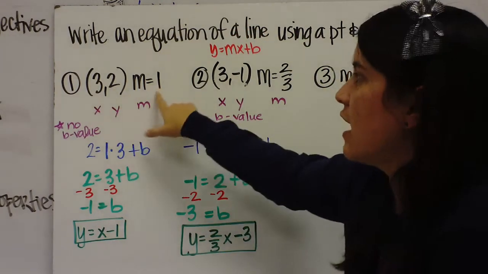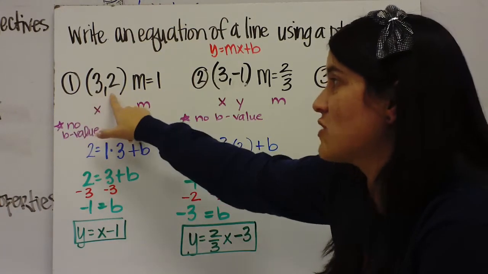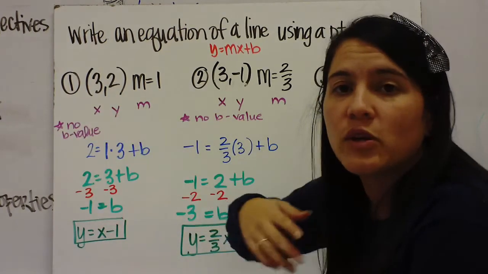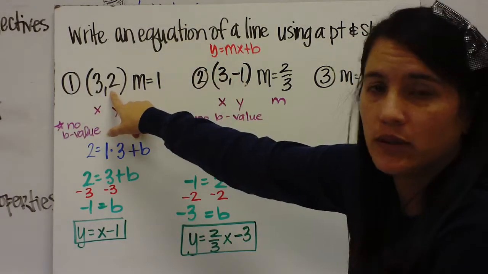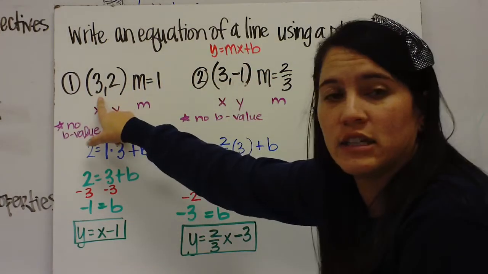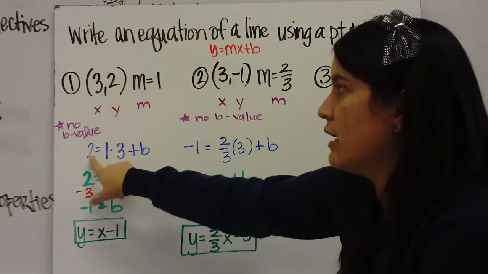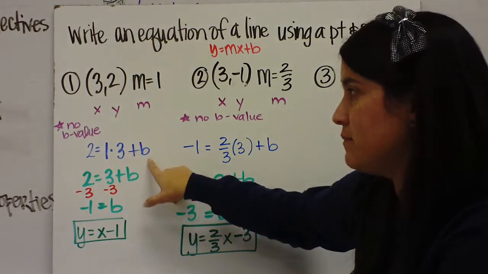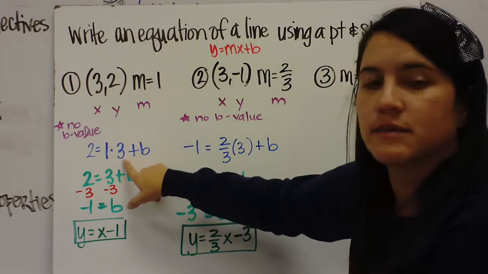Now in example 1, you have the slope, but this point that you have is not the y-intercept. It's just an xy value. So I made a note, there's no b value. So what we do is we have to solve for b. We know a y value, which is 2. We know an m, which is 1. And we know an x, which is 3. So if you see, I have plugged them into my y equals mx plus b. I just want to make sure you see I brought my y down, my m, and my x.